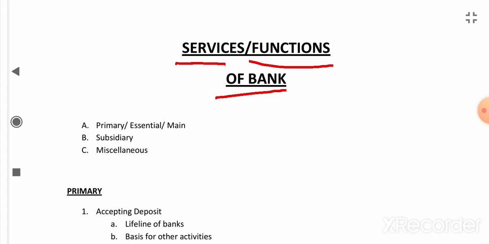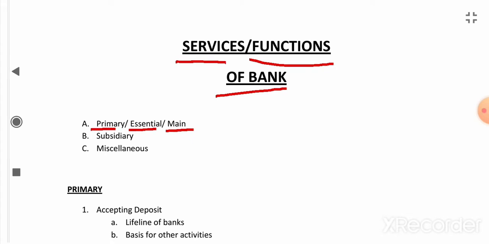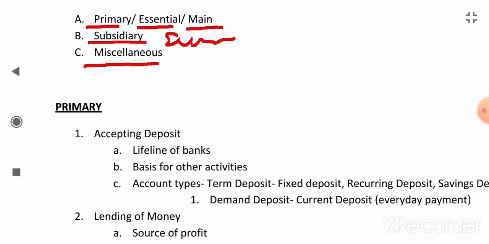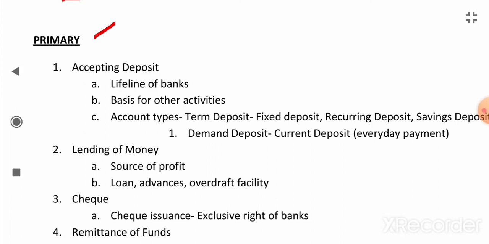There are three types of services or functions. First is primary, or you can say essential or main services. Second is subsidiary services or subsidiary functions. They can be also called secondary. And third, miscellaneous, which are the leftover services after primary and secondary services. First, we will take the primary services. So, what are the primary services?